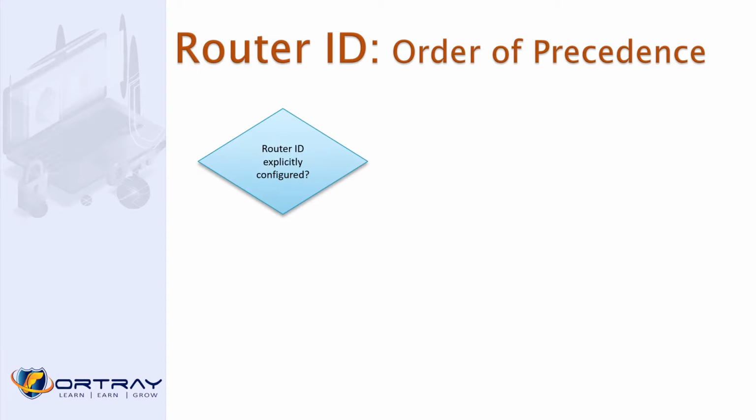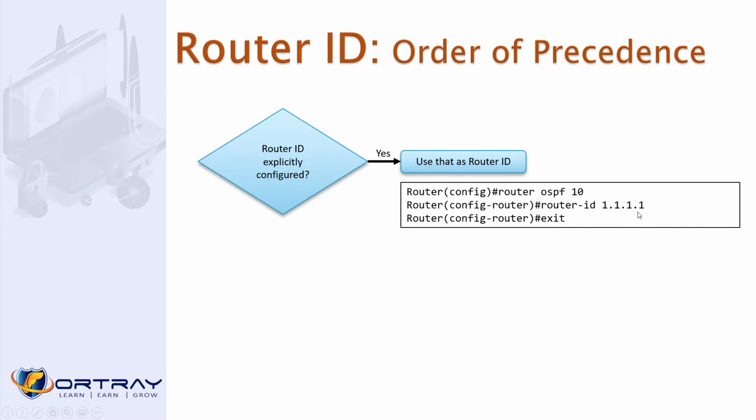Router ID explicitly configured. If you configure the OSPF router ID yourself, then yes, the router uses that router ID. For example, we use this command, router-id 1.1.1.1. Then the router always uses the router ID which is configured by you.